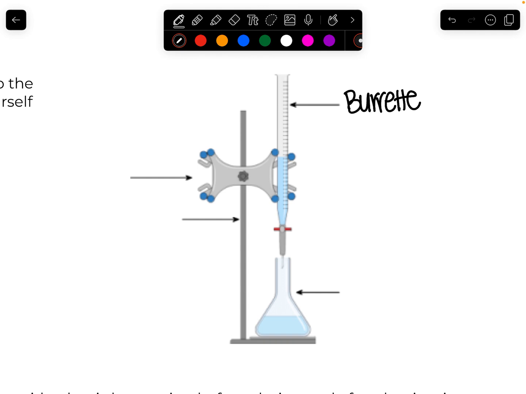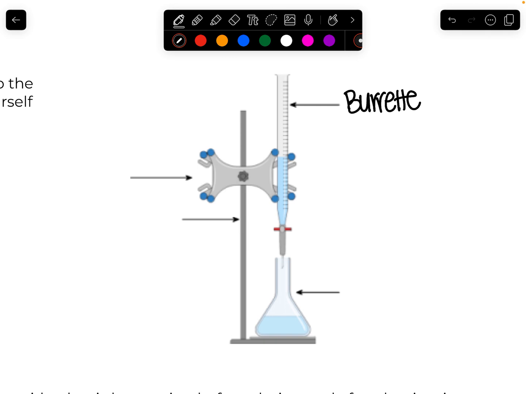A burette has graduated marks on it similar to a graduated cylinder, but even smaller. So graduated cylinders, the smallest ones we have, measure every 1 milliliter. A burette does the same thing, but it has hash marks that are even smaller, allowing you to measure to the 0.1 milliliter. It's an incredibly accurate tool, which is really helpful for you when you're doing a titration.